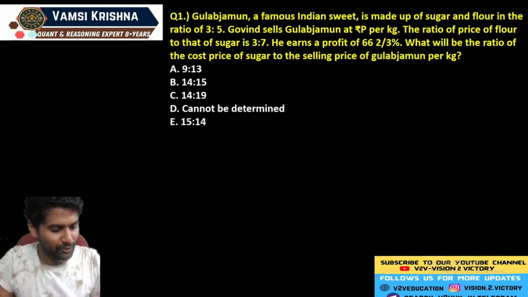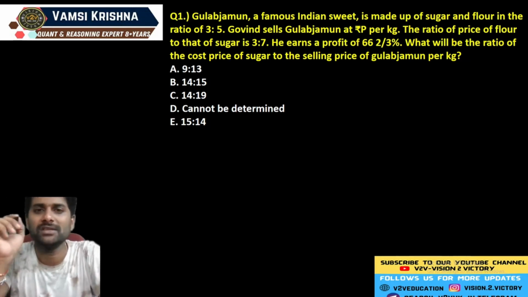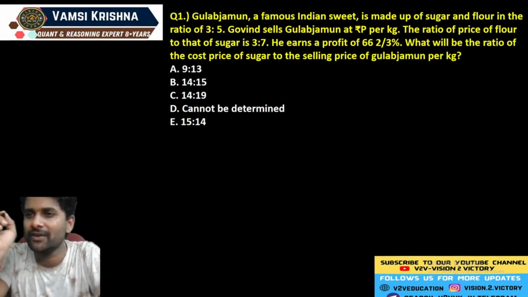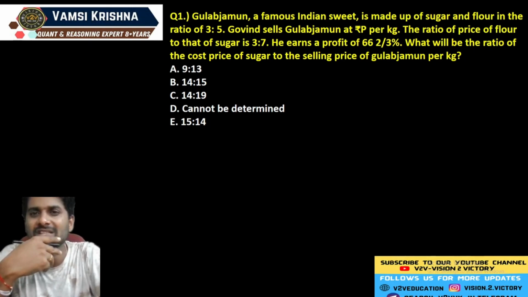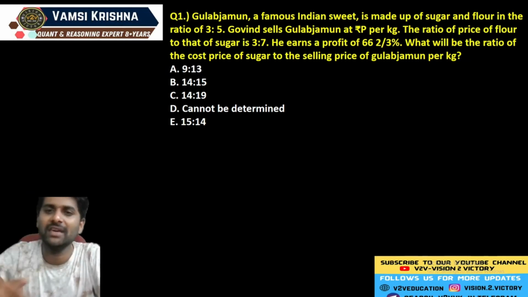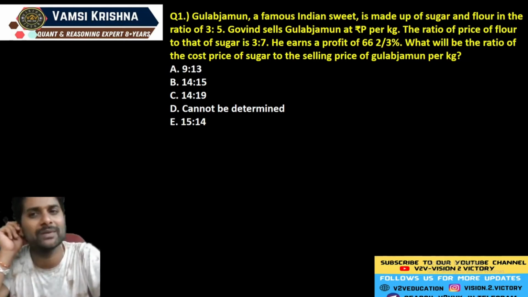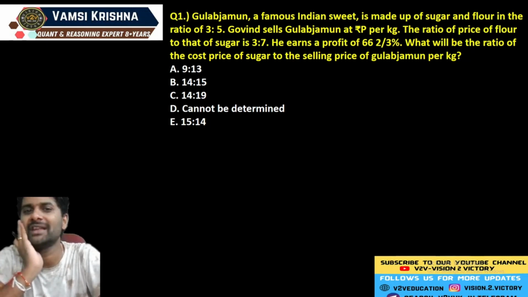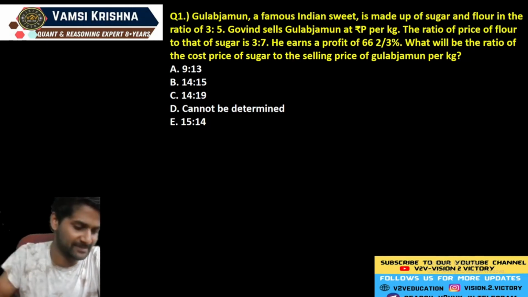Try to understand the information first of all. Gulab jamun, a famous Indian sweet, is made up of sugar and flour in the ratio of 3:5. Govind sells gulab jamun at P per kg. The ratio of price of flour to sugar is 3:7. He earns a profit of 66 2/3 percent. What will be the ratio of cost price of sugar to the selling price of gulab jamun per kg?